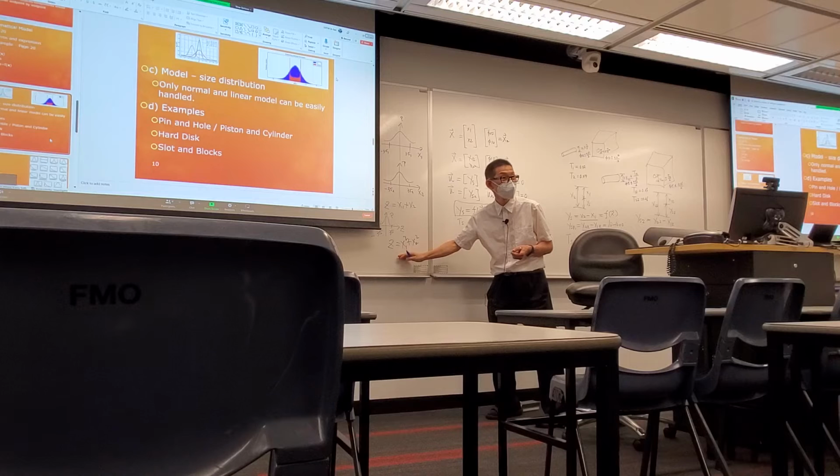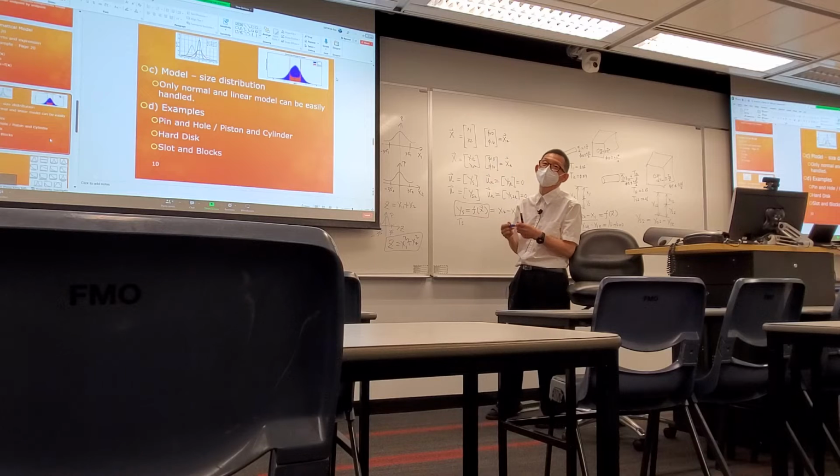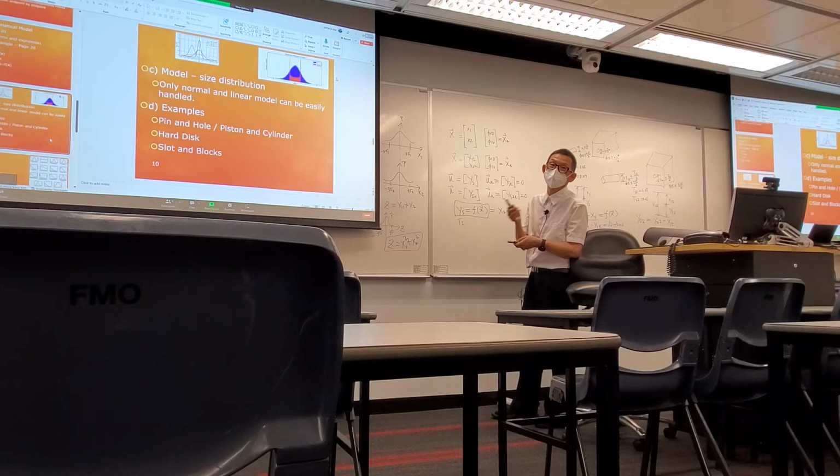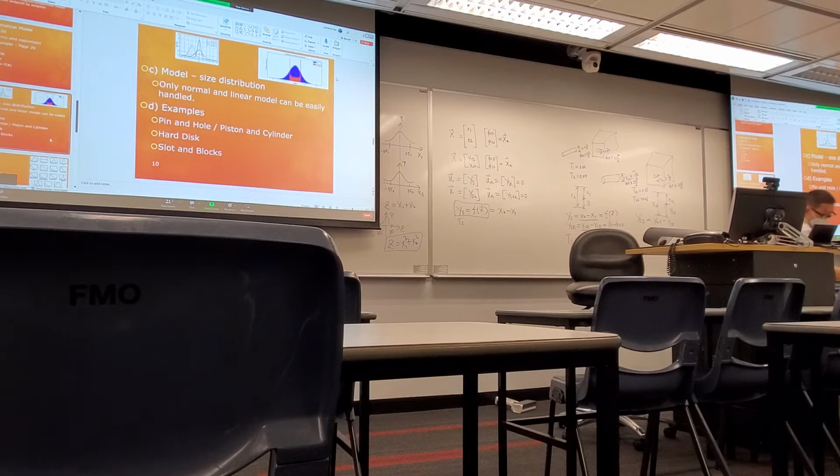Because this is nonlinear. That means for any nonlinear case, there is no result. They say you do not know anything. That is the achievement of probability theory. So only normal and linear cases can you easily handle, because normal is easy to handle. Anything else is difficult. For example, I'll just show you this picture.